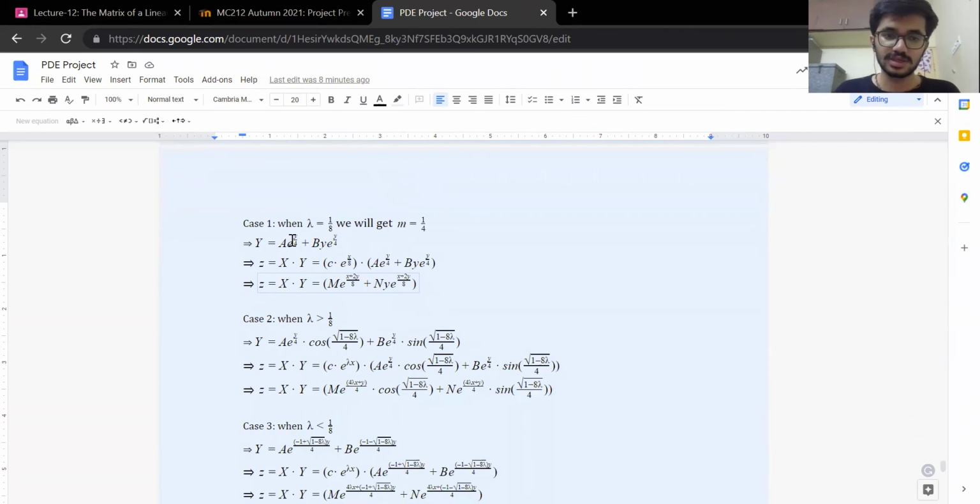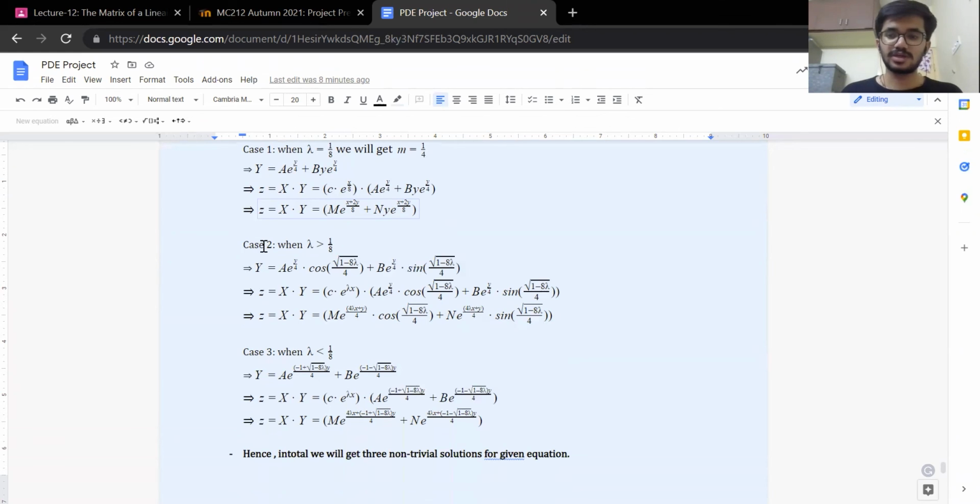And here we write the equation a e to the power m y by e to the power m y. We know from the ODE concepts that x and y are independent, so we just took both and multiplied. Similarly for case 2, where λ was greater than 1/8, things were going to be in the complex part. So e to the power y by 4, with m still 1/4, and the complex part, this whole thing under root 1 − 8λ. So we got this equation, and both were independent.